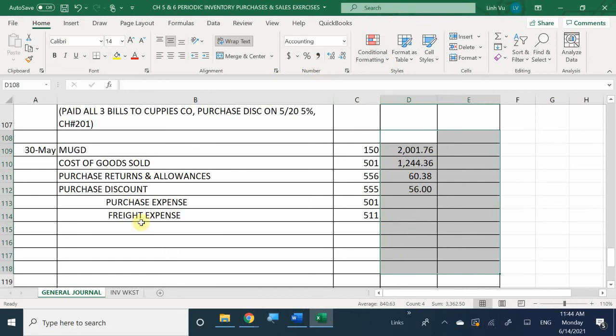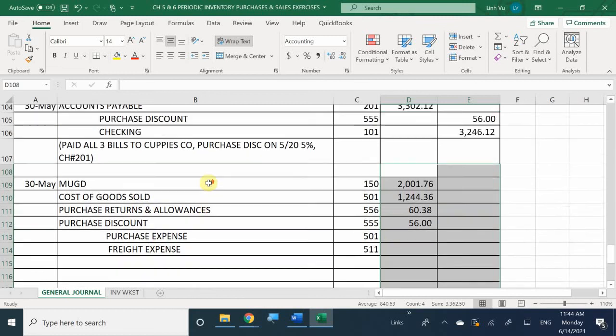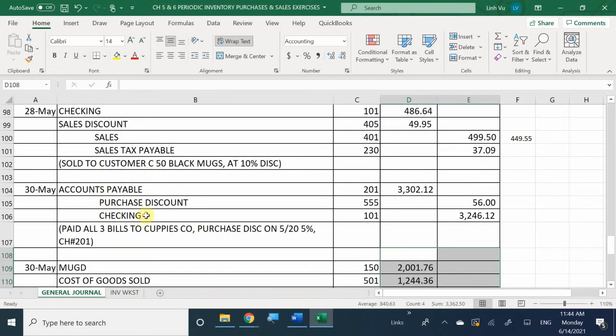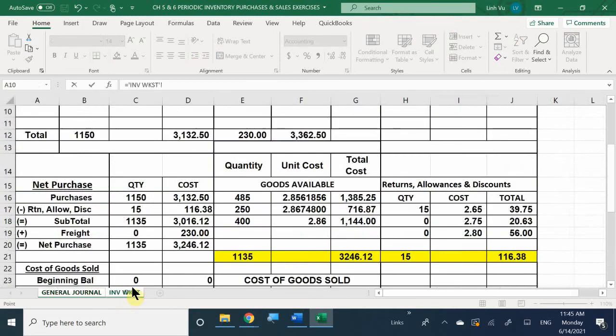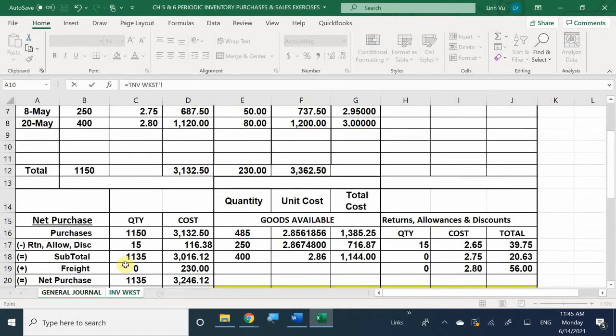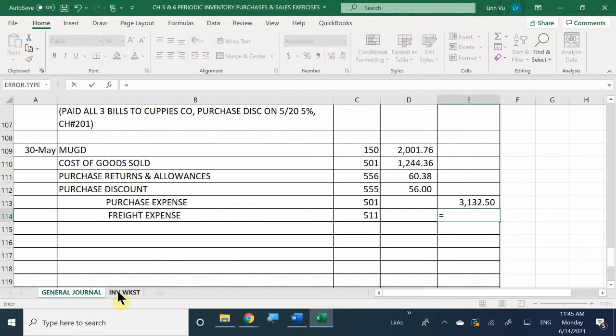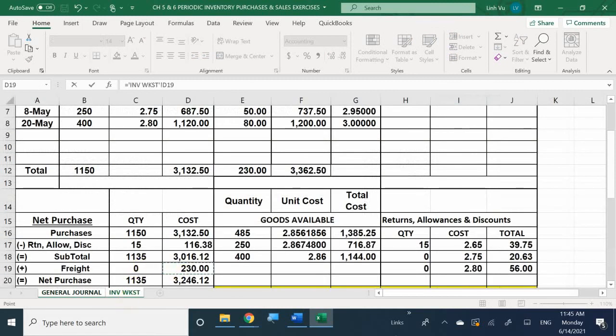If you guys remember, when we journalized it, the discounts were separate from our returns and allowances. We separated our discount from our returns and allowances. So in this case, you're going to do the exact same. I can't combine them because they're not the same account. They're two separate accounts, right? What was my total original purchase price? 3,132.50. And what was my total freight? 230. Okay.